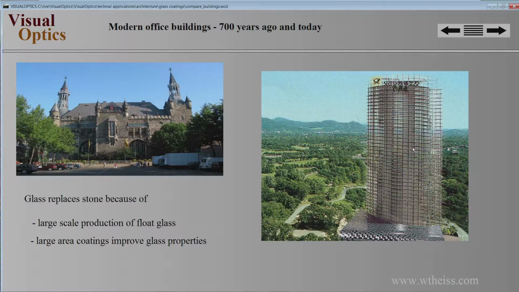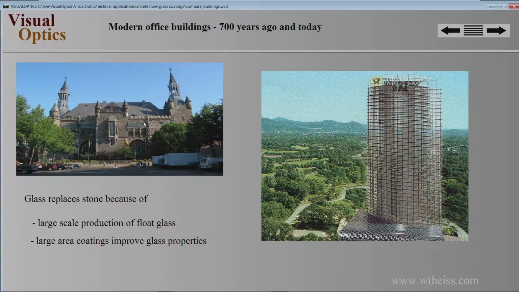The big difference is, of course, the amount of stone on the left side is much higher than on the right side, and the size of the windows is also very different. On the right side we have basically a pure glass facade, whereas on the left side in the old building the amount of glass is very small.